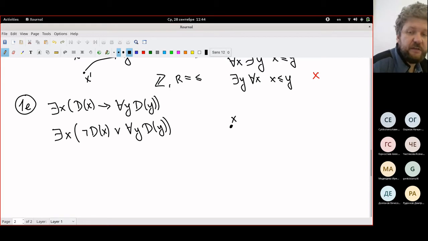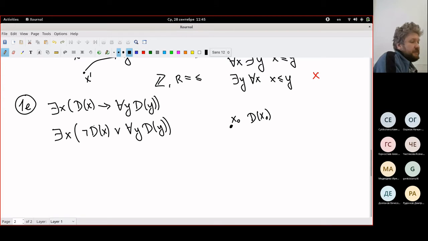So if d of x0 is true, then you will have the false, then you have the first one. It's decided between either the two cases. The question is whether it's generally true: yes, for all y, d of y.